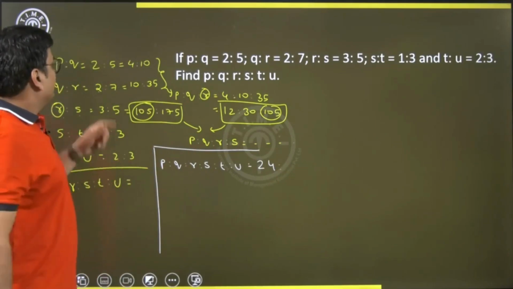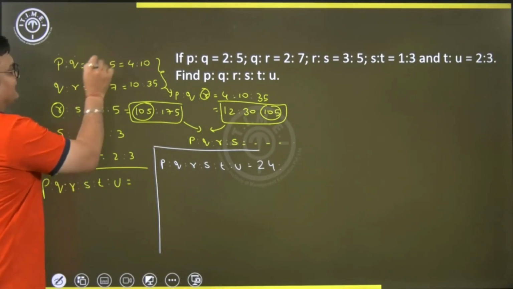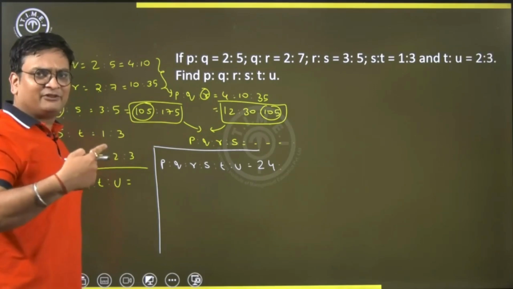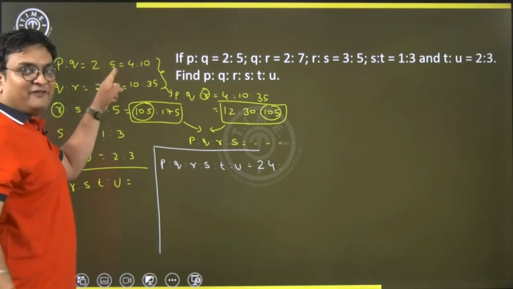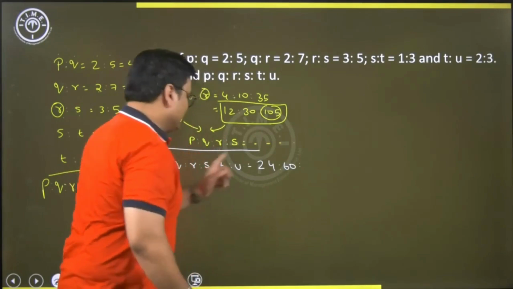Next, how do I find Q? I look at this ratio. If P is 2, Q will be 5. Please notice, here P is 24. Can I say 12 times? Instead of 2, it is 24, it's 12 times. So instead of 5, it will be 12 times 5, which is 60. So Q will be corresponding to 60.